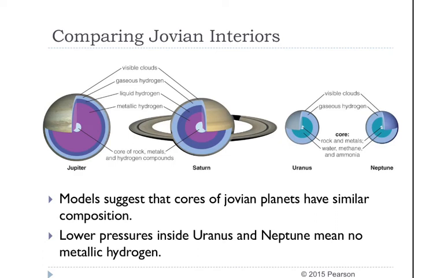Again, looking at the interiors and the different hydrogen compounds, we see that there are lower pressures in Uranus and Neptune. Without that high pressure, you're not able to get that metallic hydrogen. You need a lot of pressure pushing inwards on it, and that's the main difference. Jupiter and Saturn are extremely large, so you'll have that pressure, making that different hydrogen compound.